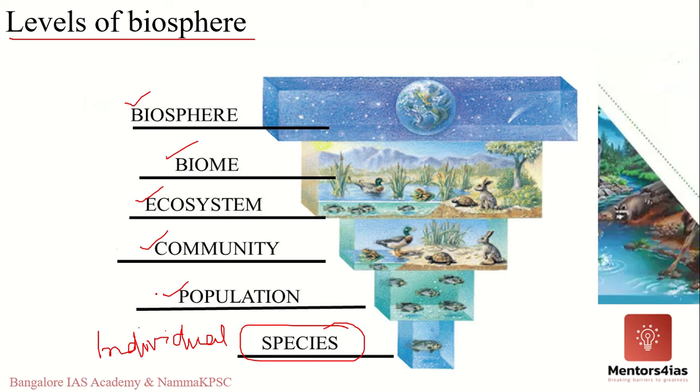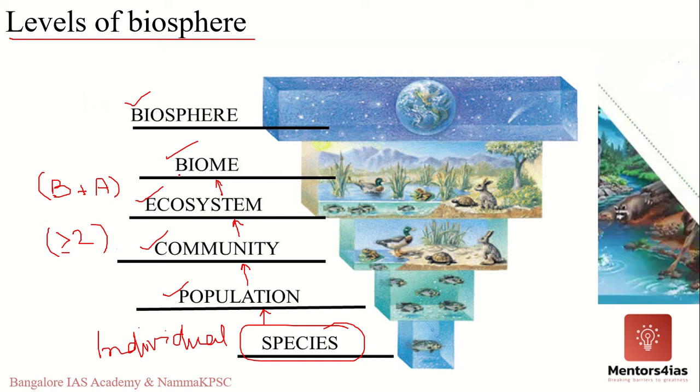The next level is community. A community is defined as the populations of two or more species within the same geographical area and within the same time period. The next level is an ecosystem. An ecosystem is a community along with its abiotic, that is, non-living components such as air and water. Then you have a biome. A biome is a large ecological area with similar climatic conditions, so a biome can have multiple ecosystems within it.